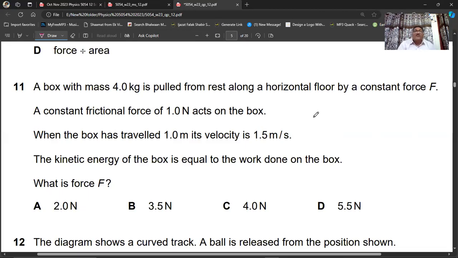Okay, so the mass of the box is 4 kg. The frictional force is 1 Newton. The box has moved 1 meter and it has gained how much velocity? 1.5 meters per second. It was at rest, and after covering 1 meter, it has 1.5 meters per second speed. The kinetic energy of the box is equal to the work done. Kinetic energy is 1 by 2 mv squared. Work done is force multiplied by the distance.